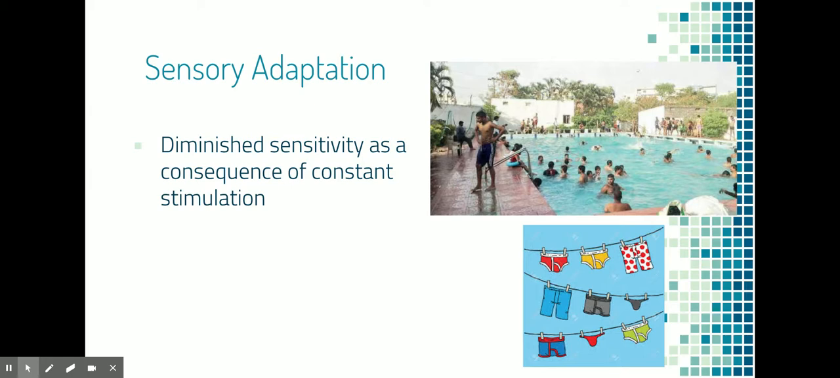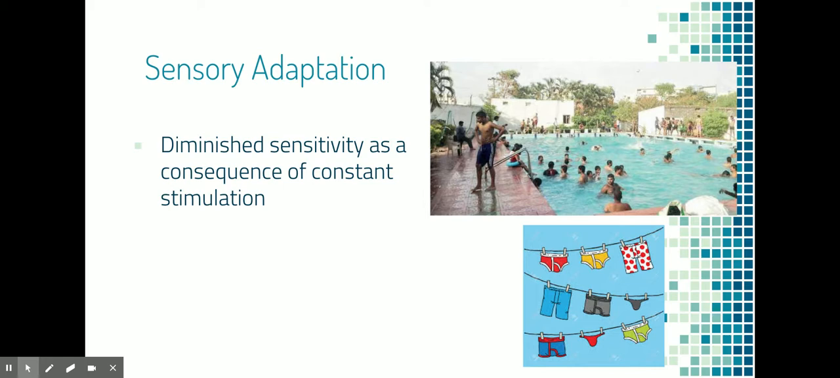This is our last slide before we do some practice multiple choice. So this is sensory adaptation, and this is something I've actually brought up to you before when we talked about habituation, okay, in terms of conditioning. So sensory adaptation is our diminished sensitivity as a consequence of constant stimulation.